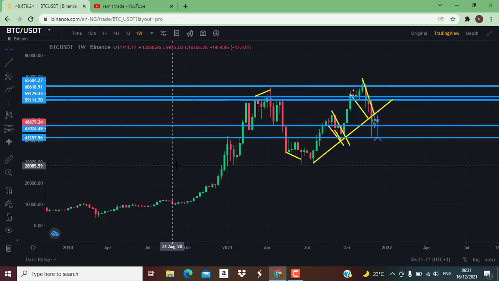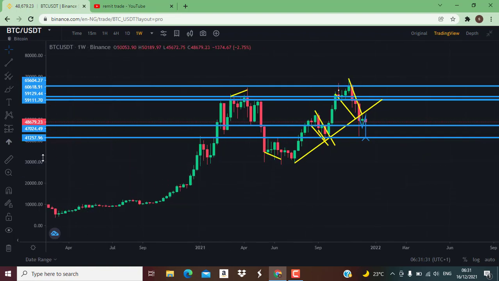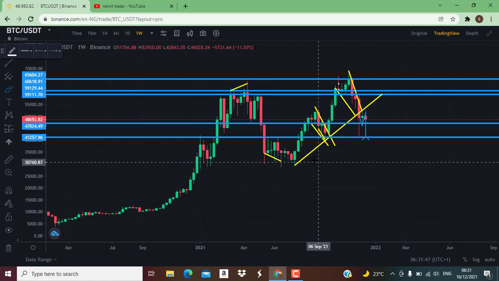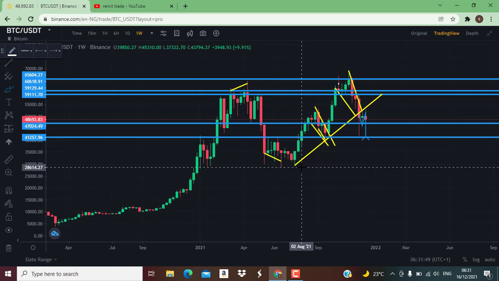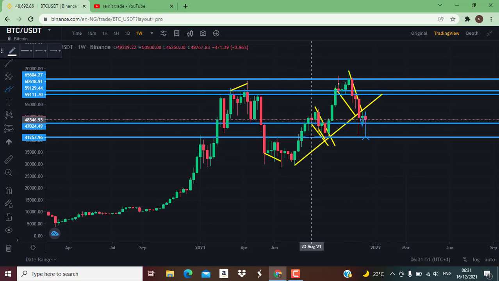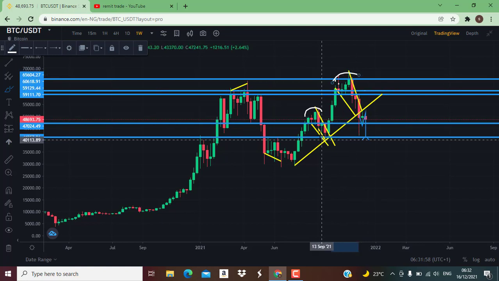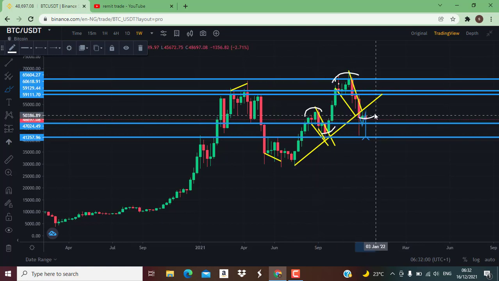So right here, if you look at Bitcoin on the weekly time frame, you see we are in an uptrend. One thing very important about crypto is that if we are in a downtrend in one time frame, we can be in an uptrend on another time frame. Here is a higher high and another higher high, and we see a higher low and a higher low here as well.